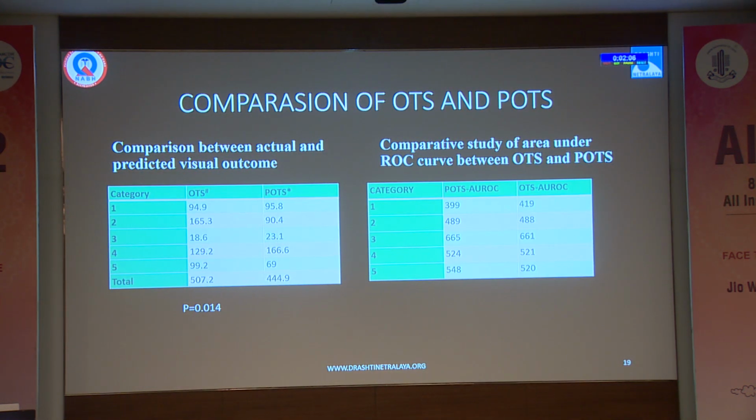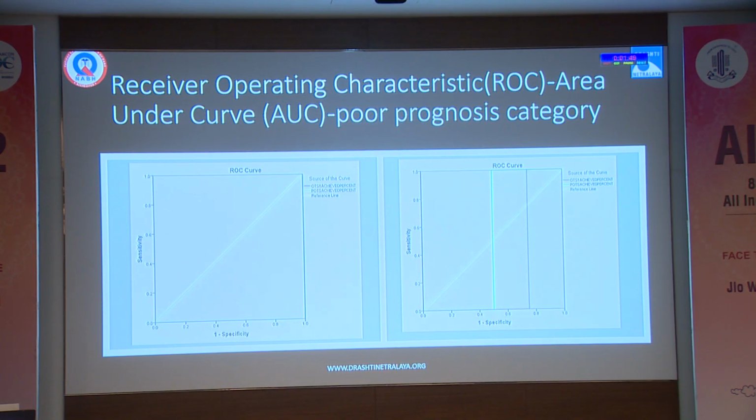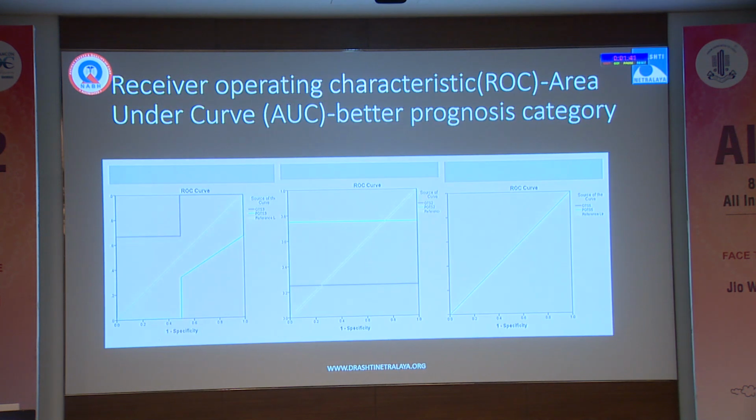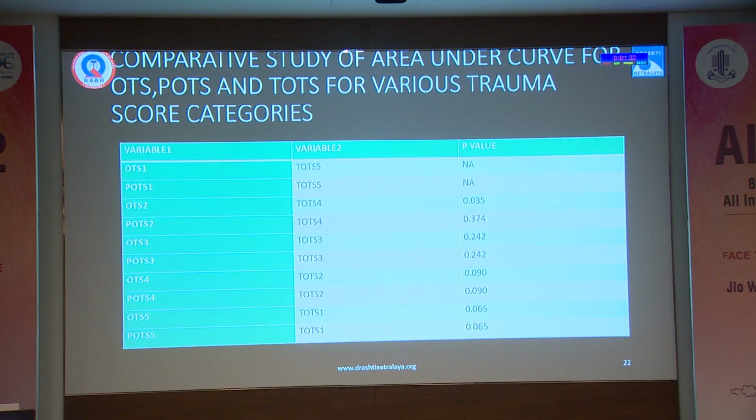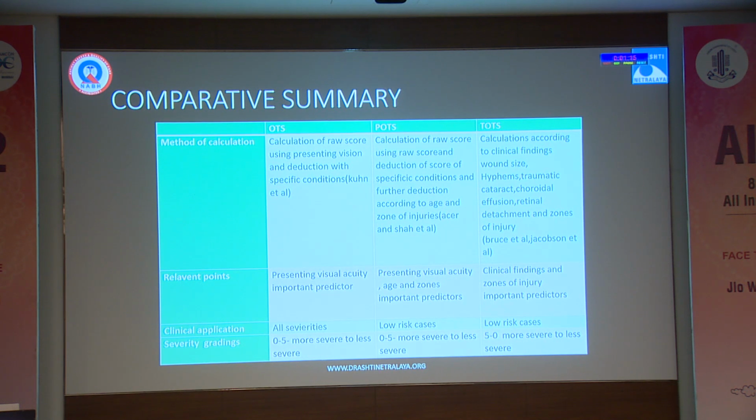This is the comparative study of OTS and the pediatric ocular trauma score, with percentages of predicted and actual visual outcome, and the second table shows the area under the ROC curve. These are the receiver operating characteristic curves, the area under which was calculated. This slide shows that for the poor prognosis category it is not significant, while for better prognosis the area is larger, indicating better prognosis. This is the comparative study of various variables, particularly TOTS with the ocular trauma score and pediatric ocular trauma score. We did not find any significant difference other than OTS2.